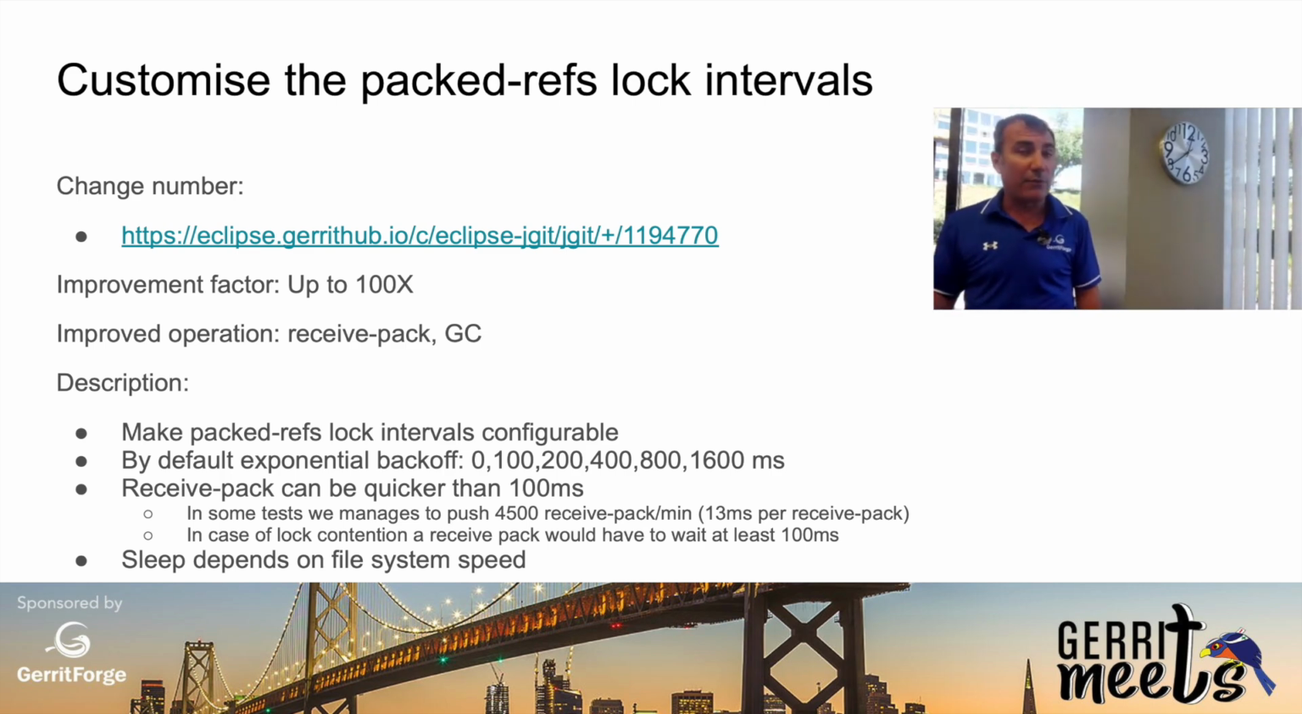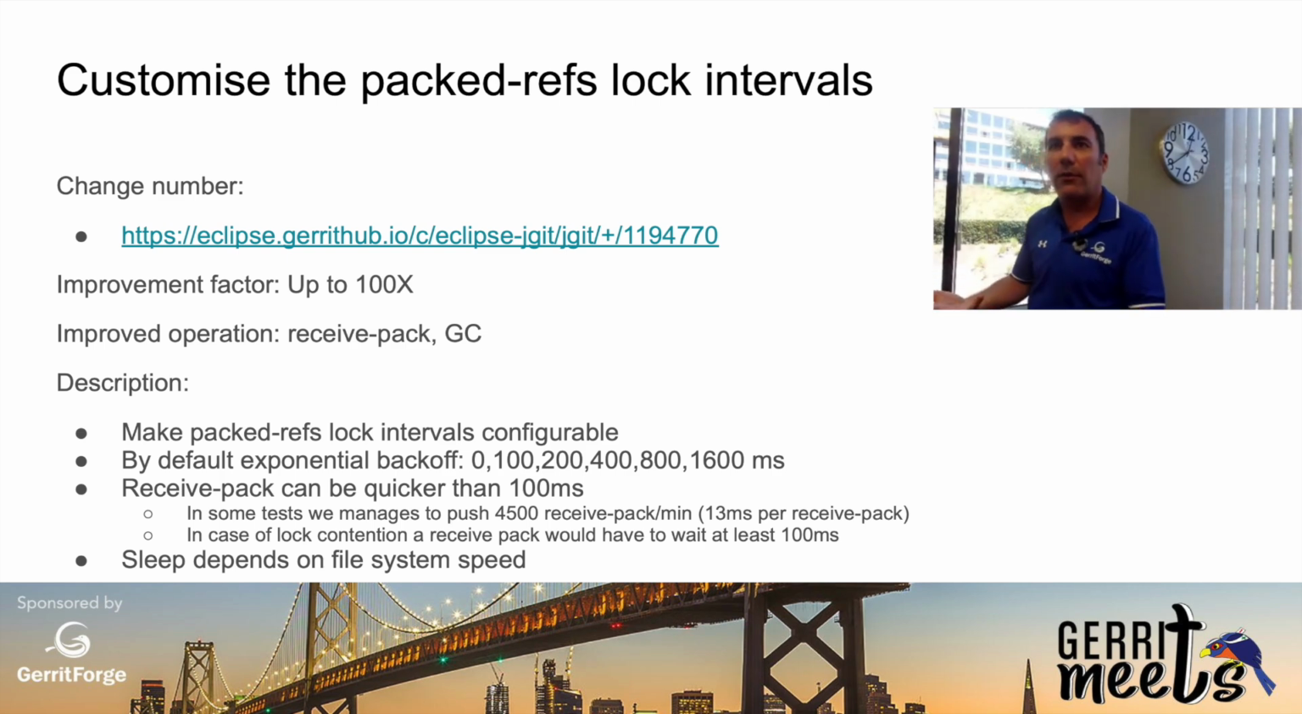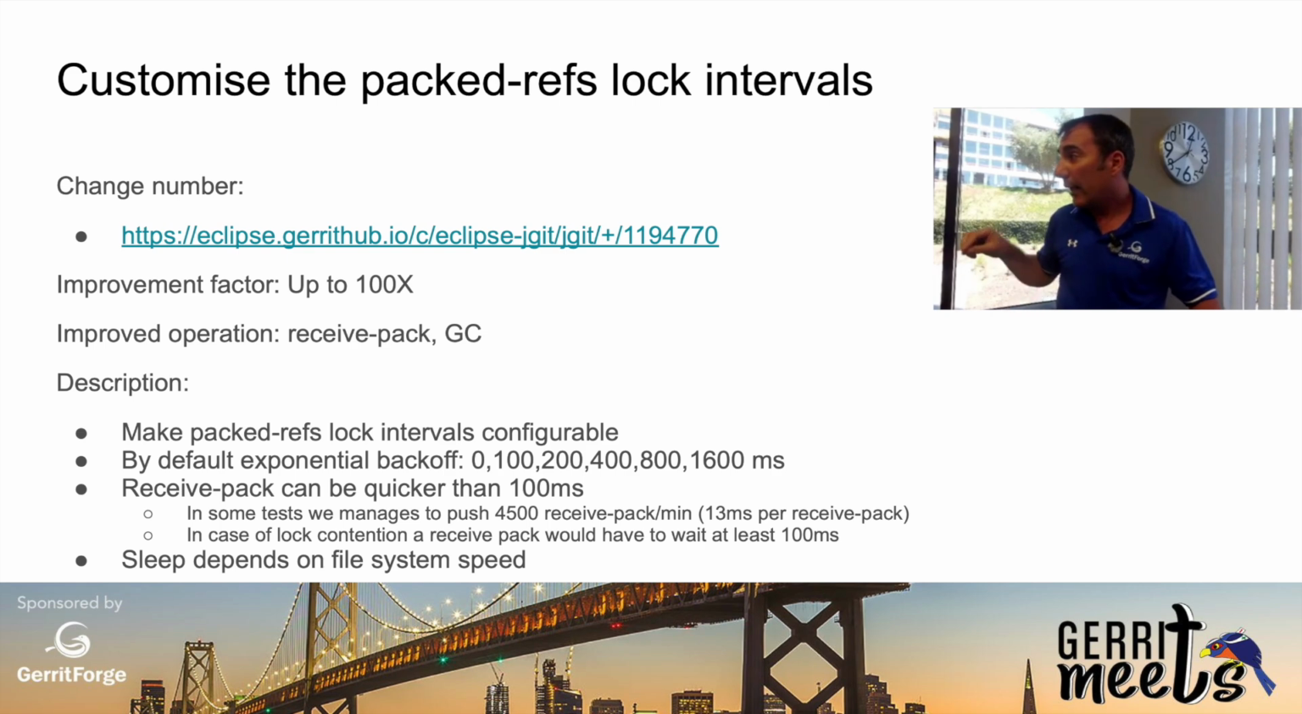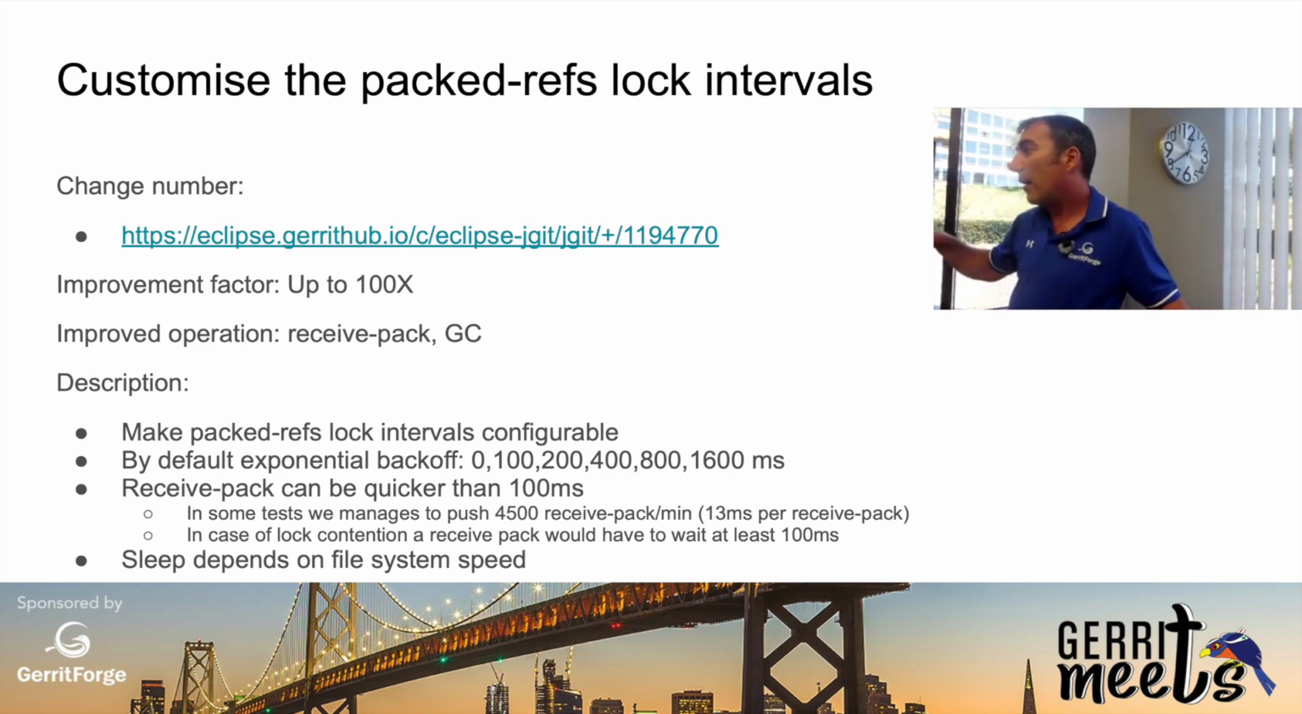Okay, so that means that if you have a write-intensive system, you have a lot of conflicts and locks on that specific file. And in JGit, there are some pauses configured in an exponential backoff manner, which go from 0, 100 milliseconds, up to 1.6 seconds. And these are hard-coded at the moment. There is nothing that you can do about that. But a receive pack can be way faster than that. In our experiment, we got up to 4,500 receive packs per minute, which turns out to be like 13 milliseconds per operation. And as you can imagine, it was a high concurrency situation.